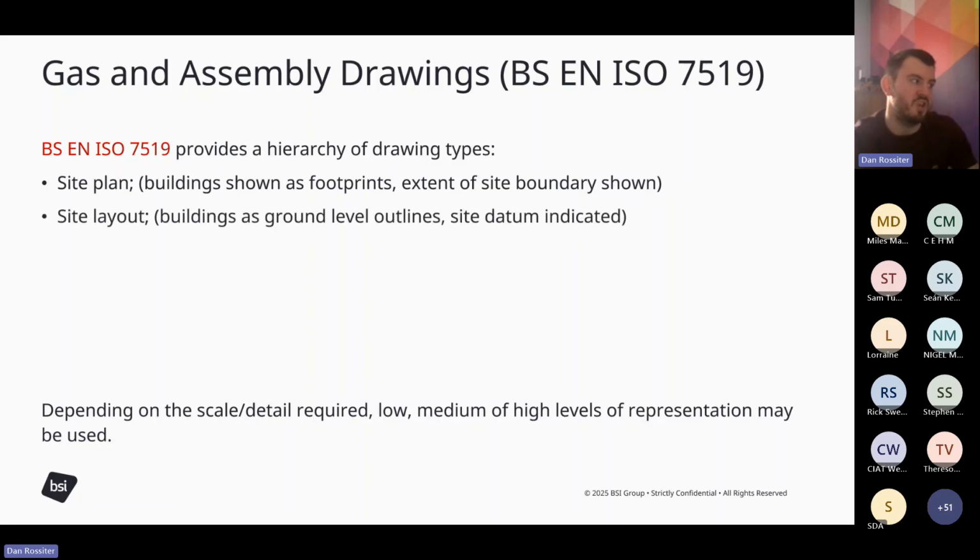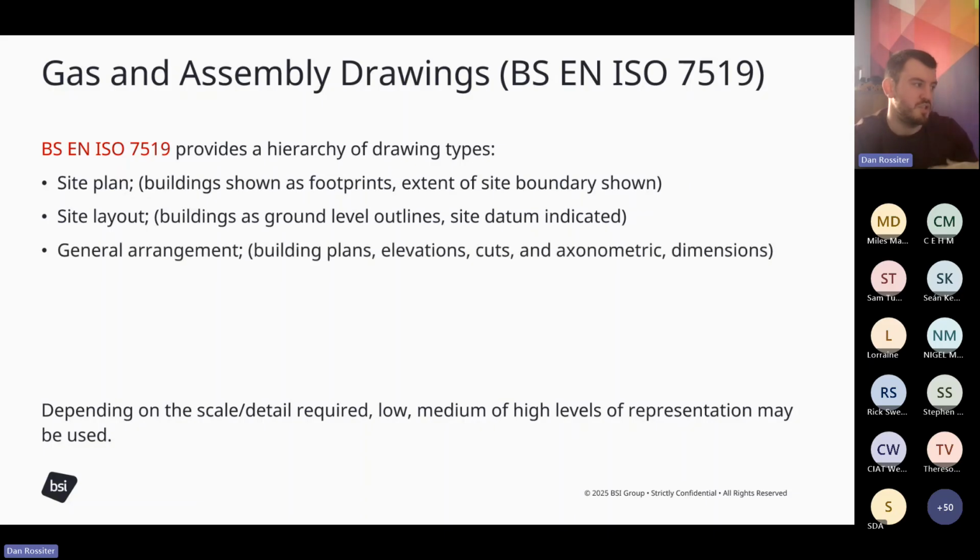You then get into site layouts. At that point, you're moving from a footprint to the outline of the ground level, and you start to introduce additional information like a site datum, and maybe some dimensions for the relationship between different buildings, maybe showing how far they are from each other, or some changes in orientation. You then get down to the general arrangements, and that's where it talks about the fact that these can be obviously a bunch of different things. You can have them as plans, elevations, some sections/cuts, some axonometric drawings, and they'll typically include dimensions for the key elements on the drawing itself.